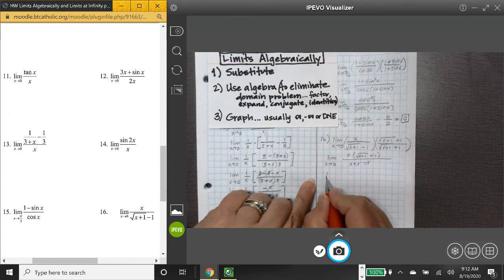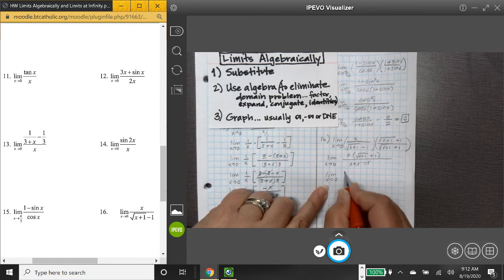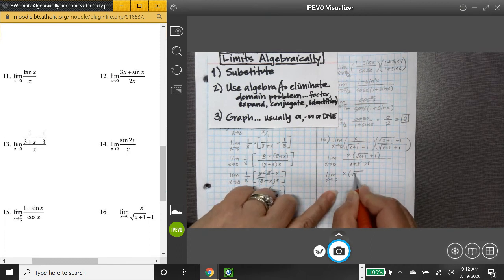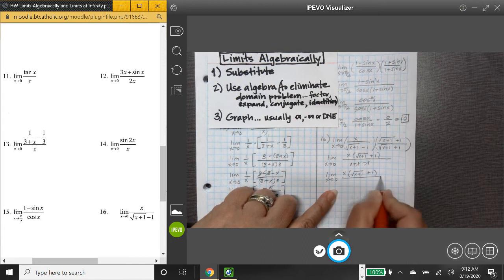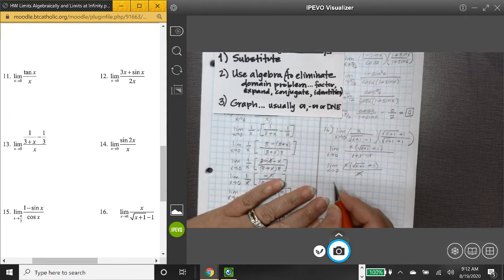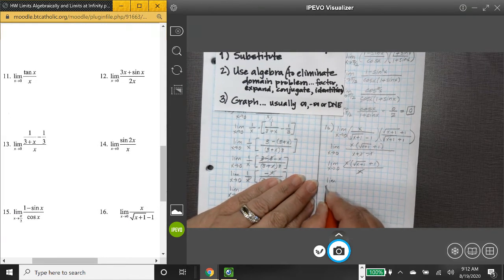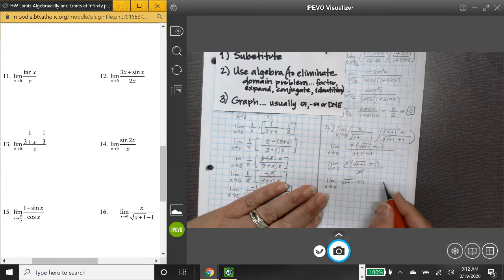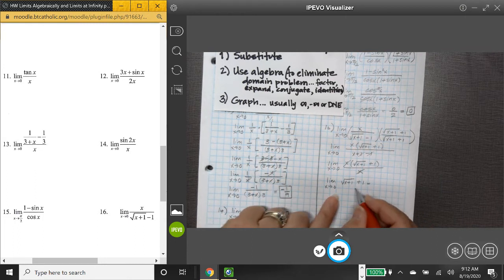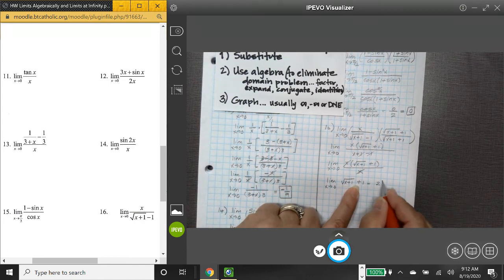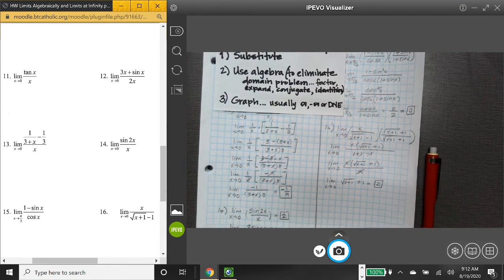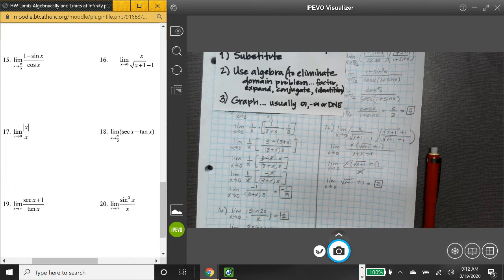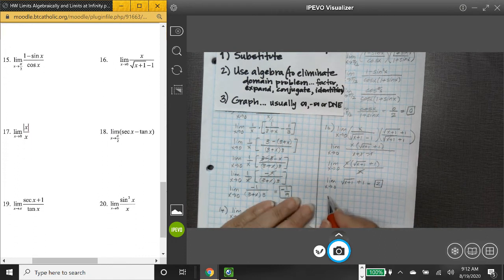And now I'm left with the limit as x approaches 0 of x over x times the square root of x plus 1 plus 1 all over x. And now my domain issue gets taken care of, and I'm left with the limit as x approaches 0 of the square root of x plus 1 plus 1. And now I can use substitution, and I get the square root of 1, which is 1, plus 1 is 2. All these limits seem to have the answer of 2, which is hilarious. All right, 4 more. We can do it.